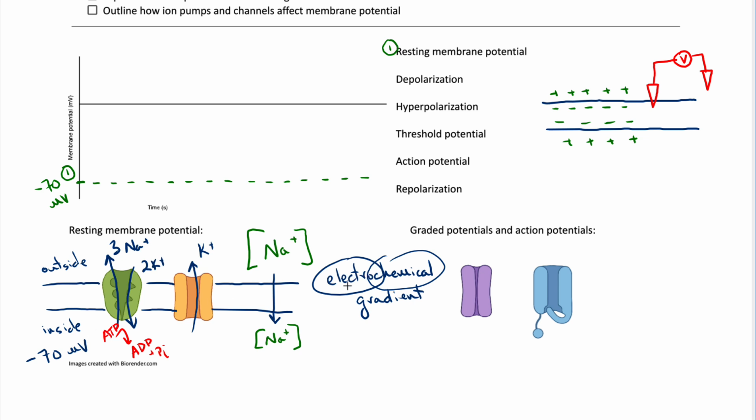We refer to that combination of the electrical effect and the chemical effect of standard diffusion as creating an electrochemical gradient. In this case, both of those things are pointing in the same direction. The concentration effect, the chemical effect, and the opposites attract effect, the electrical effect. And so there's a powerful pull for sodium into the inside of the axon.